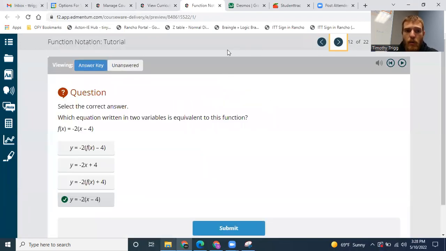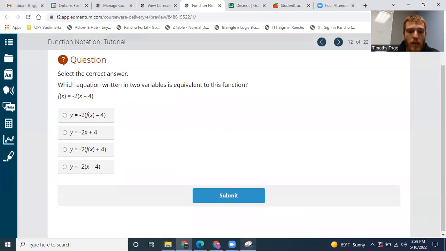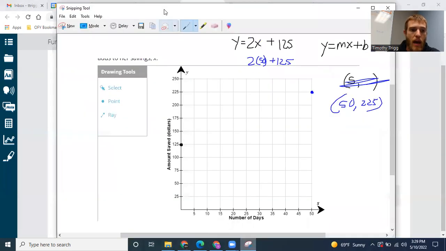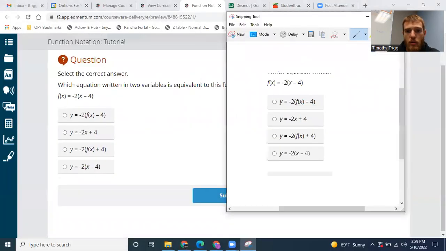And in this lesson, we're going to learn about a new notation. It's called function notation. And this is going to be your first look at it right here. The way you read this is f of x. So this reads f of x equals -2 times x minus 4. F of x equals -2 times x minus 4.